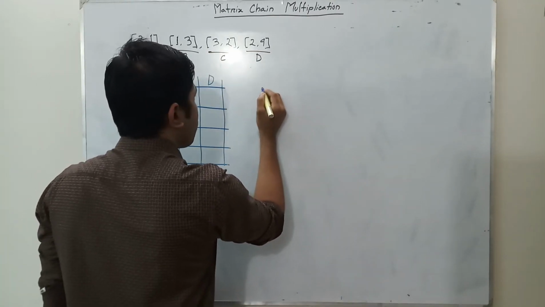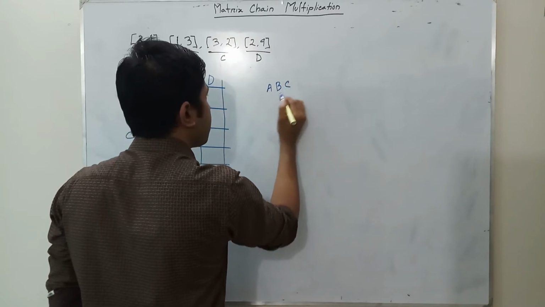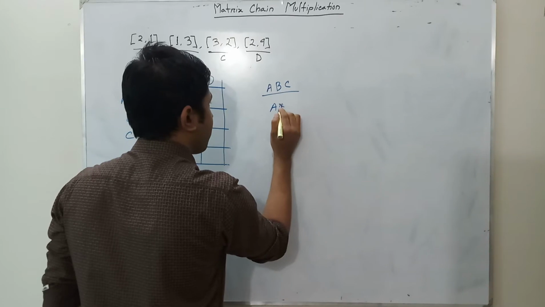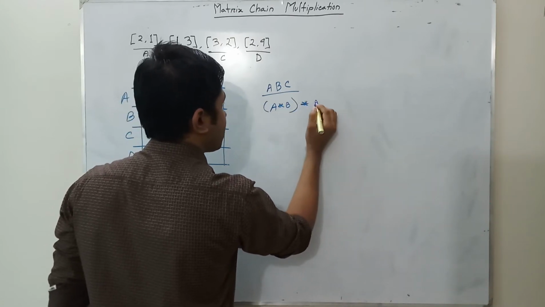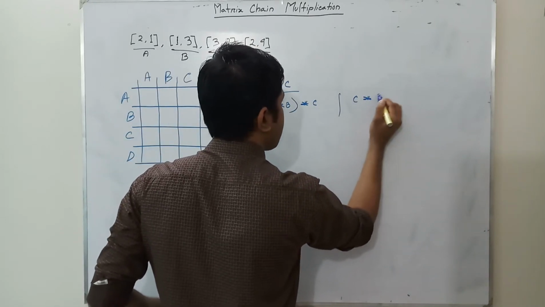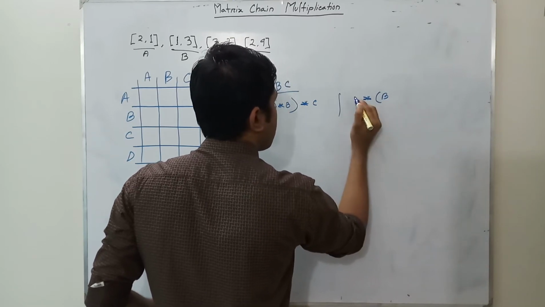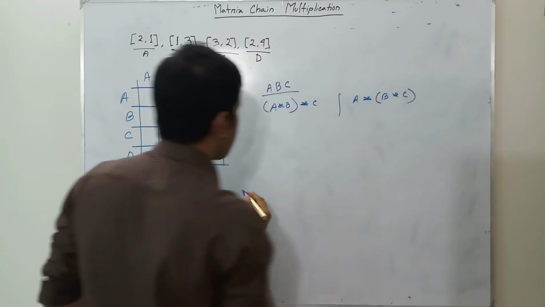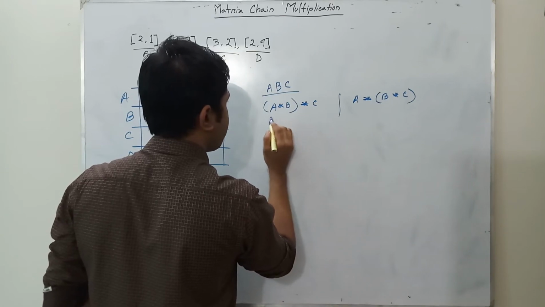If we want to multiply A with B and also with C, then we can multiply it this way. Either we can multiply A and B first, and later multiply the resulting matrix with C, or we can multiply A with the resulting matrix of B with C. Now first we will see how many operations we need if we first multiply A with B and later with C.